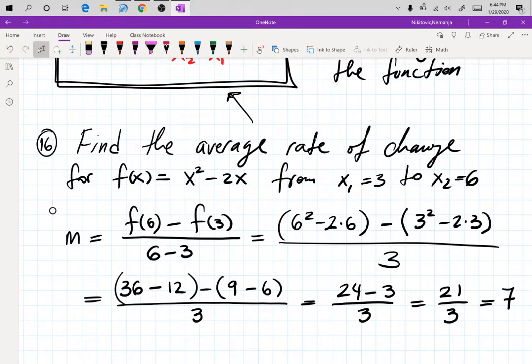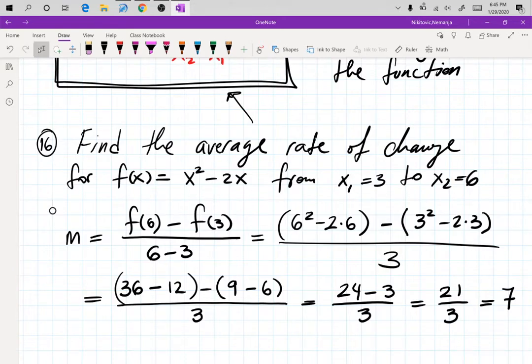6 squared 36 minus 12, 3 squared 9 minus 6, 36 minus 12 24, 9 minus 6 3, write parentheses first from PEMDAS. 24 minus 3, 21 divided by 3, 7, and done. Meaning, as I said, in this particular case, we have no application, so the meaning is as x goes from 3 to 6, the y gains 7 points, right? Whatever y I was calculating.